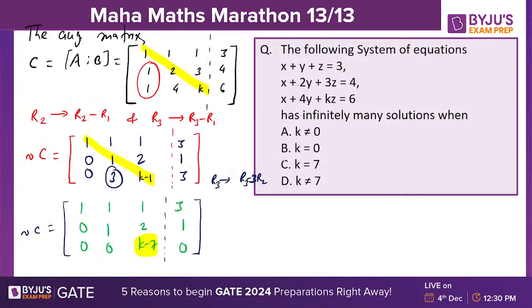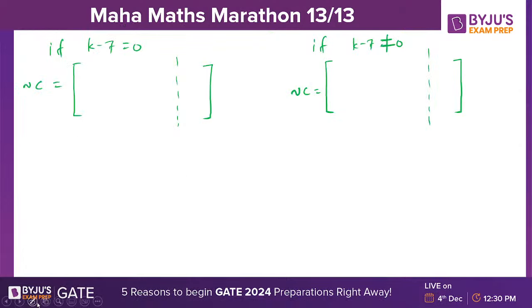See, when k minus 7 is 0, you will get 1 1 1 3 0 1 2 1. K minus 7 is available here and its position is 0. Then k minus 7 is not equal to 0, so you will get 1 1 1 3 0 1 1 0 0, and k minus 7 is not equal to 0. Let us say it is lambda, and this is 0.